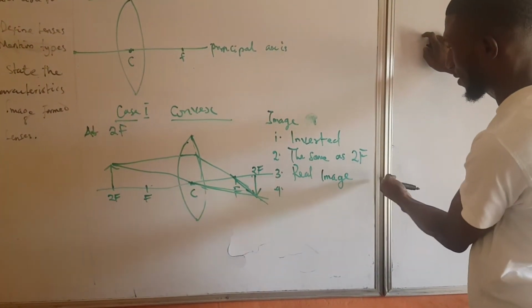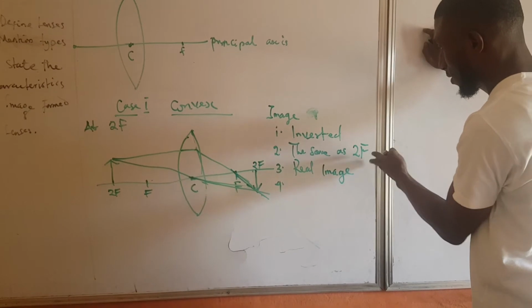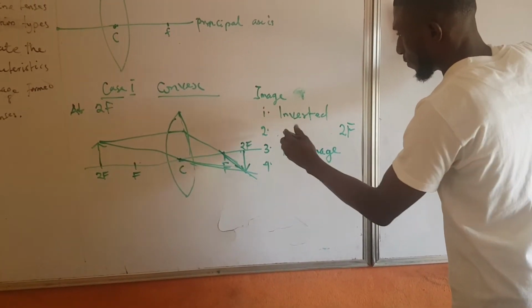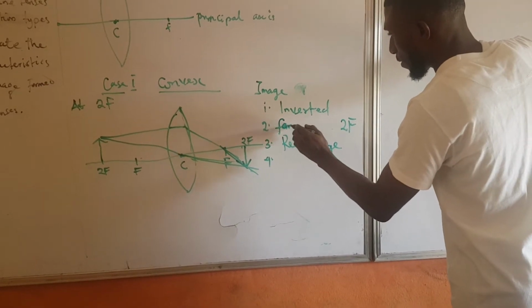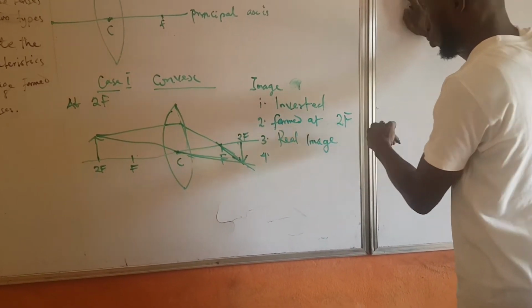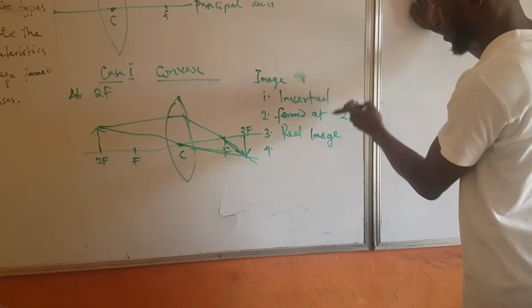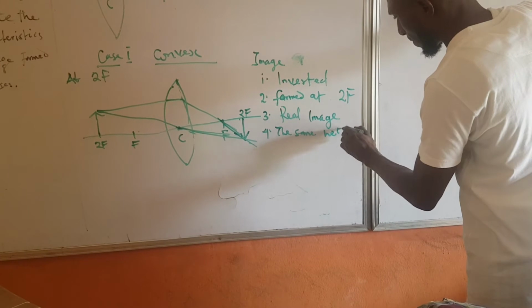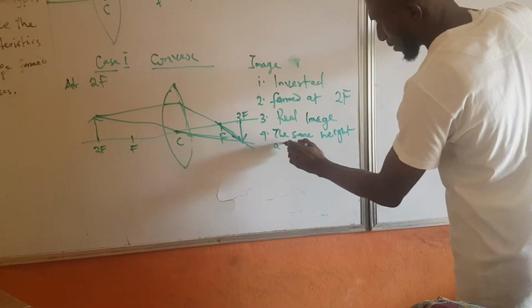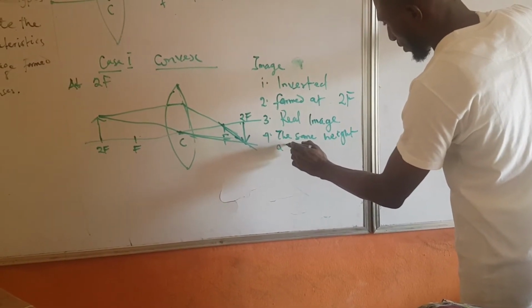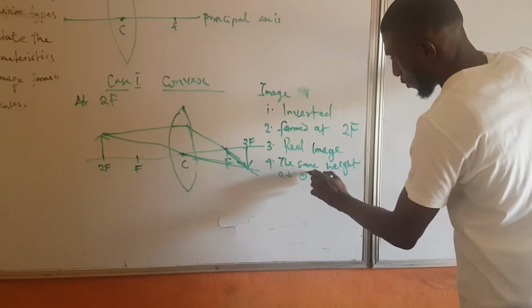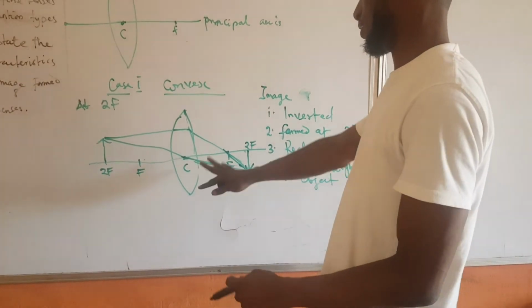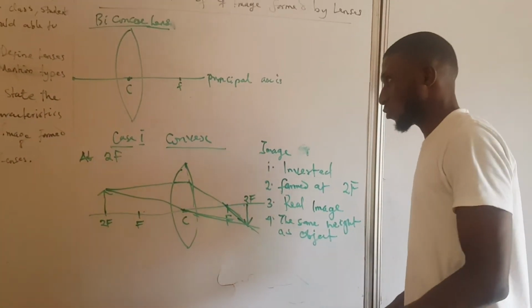Then the fourth one, they have the same height. It is formed at 2f. Then it is a real image, inverted, and the same height as the object. That is, the image has the same height as the object, and that's the characteristics of the image at 2f.